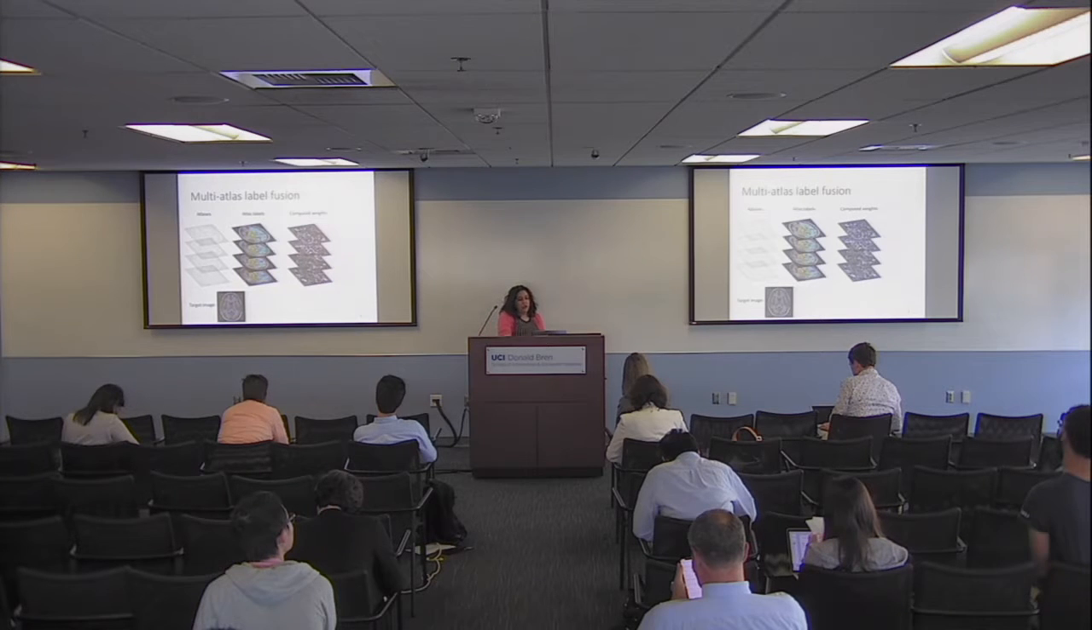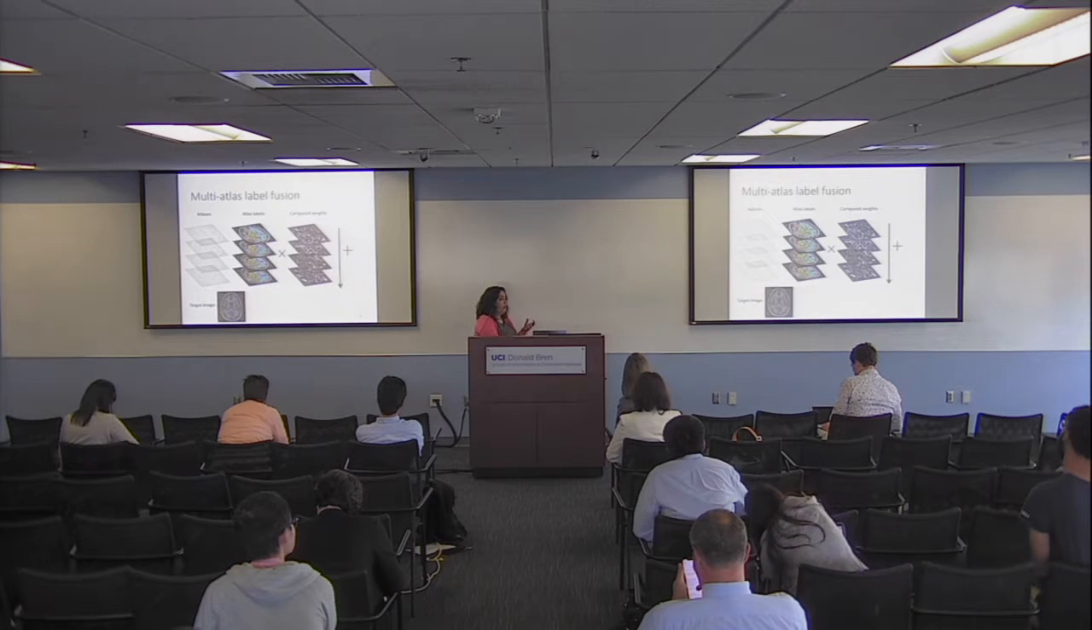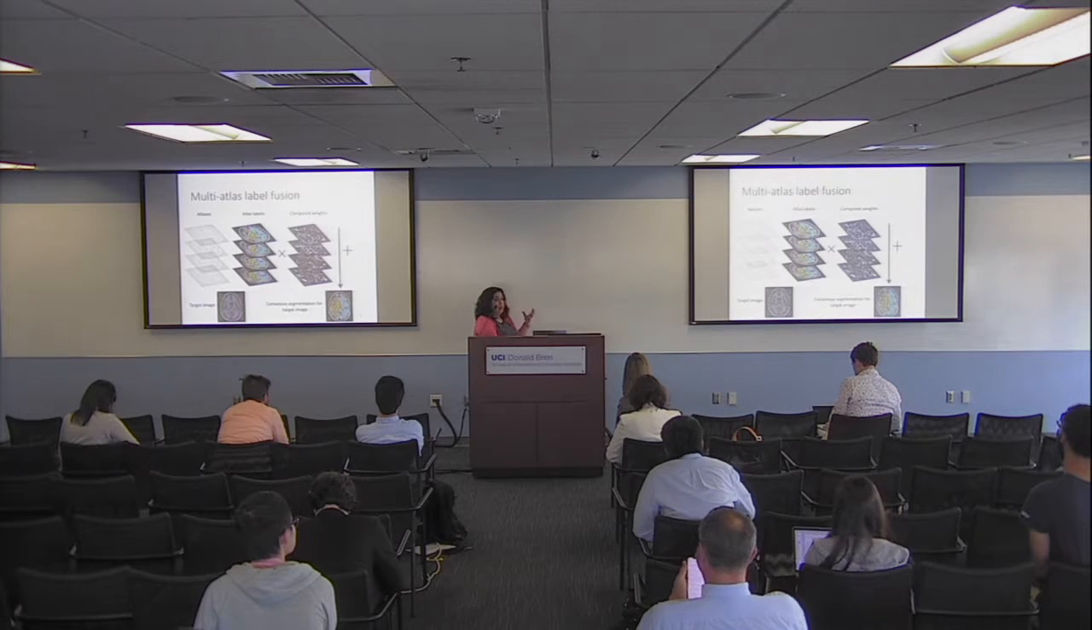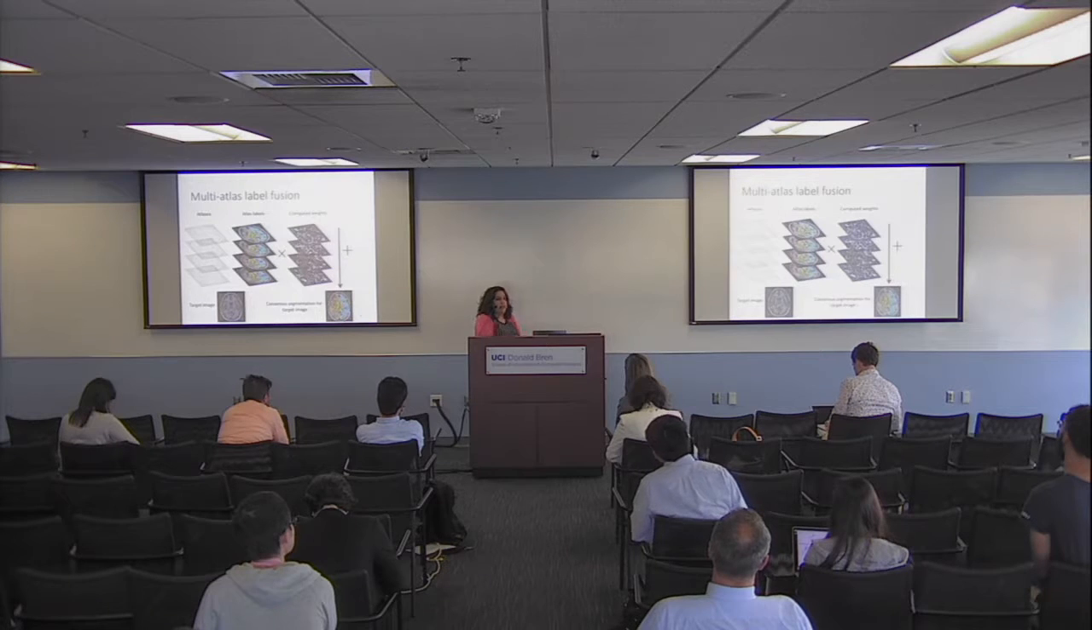Then I go back to the labels I had and combine them, essentially doing a weighted sum of some sort, to come up with a consensus segmentation for my target image. You could do this by simple majority voting, or you can use the weights we have computed to get a more sophisticated way of estimating the actual label in the image. Okay, so that's multi-atlas label fusion. None of that is my contribution.